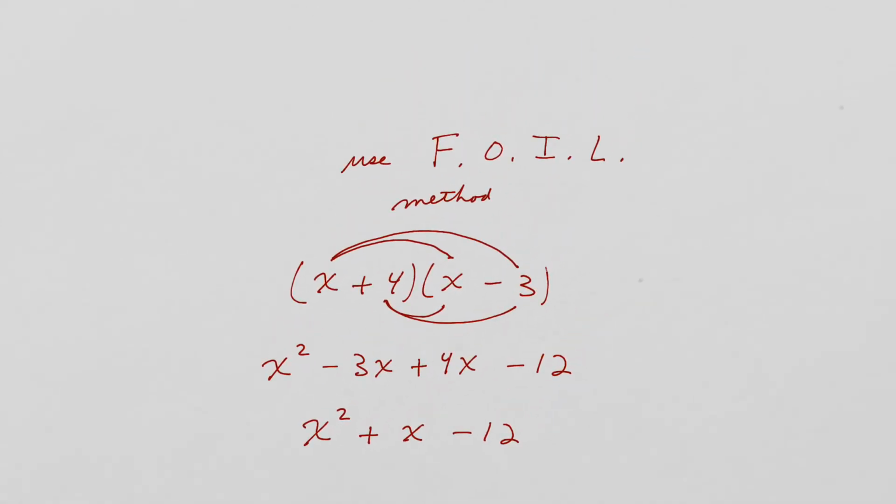Okay, and again, remember that the FOIL means first, the first terms get multiplied together, the outer, or sometimes people say outside, the inner, that's the I, and then the L is the last terms of each factor.